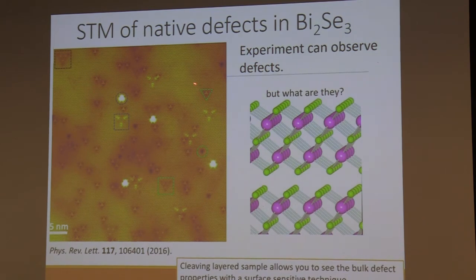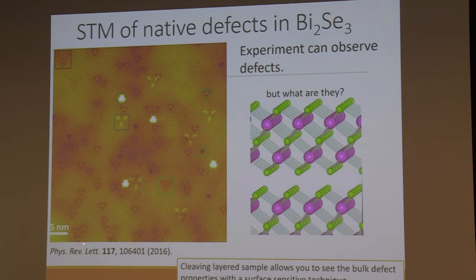If you see something like this, it's a big zoo. This was done with Weida Wu, who's at Rutgers. He did these STM images. This is a particular type of defect, that's a type of defect, this is a type of defect. All these different types of defects.